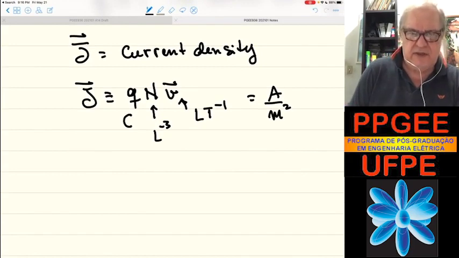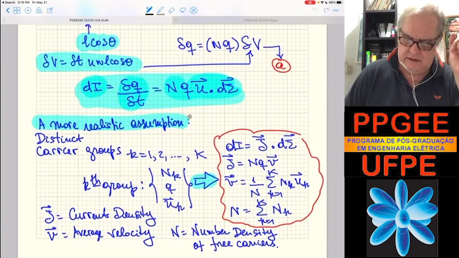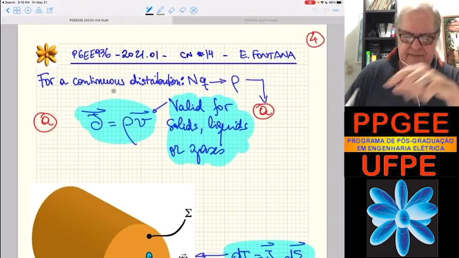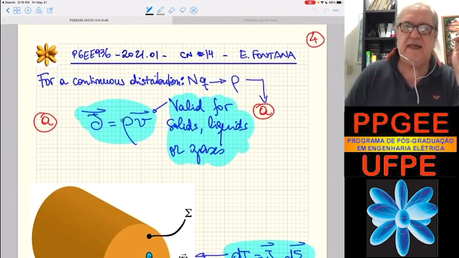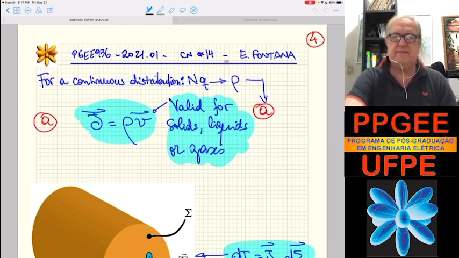So if you have a continuous distribution, then your density is simply the continuous charge density times average velocity. Well, if you can define those parameters, this is valid for any material. You can define a current density for any solid, liquid, or gas, right?